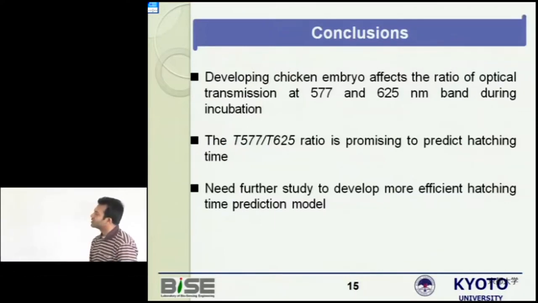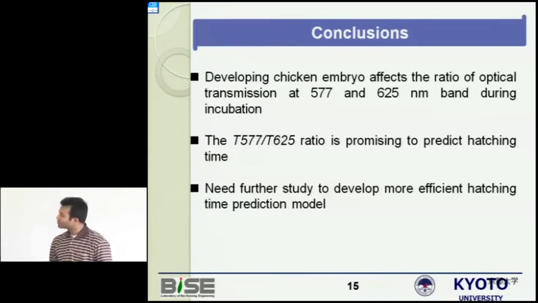In conclusion, the developing chicken embryo affects the ratio of optical transmission at the 577 and 625 nanometer bands during incubation, and the T577 and T625 ratio is promising to predict hatching time, but needs further study to develop a more efficient hatching time prediction model.